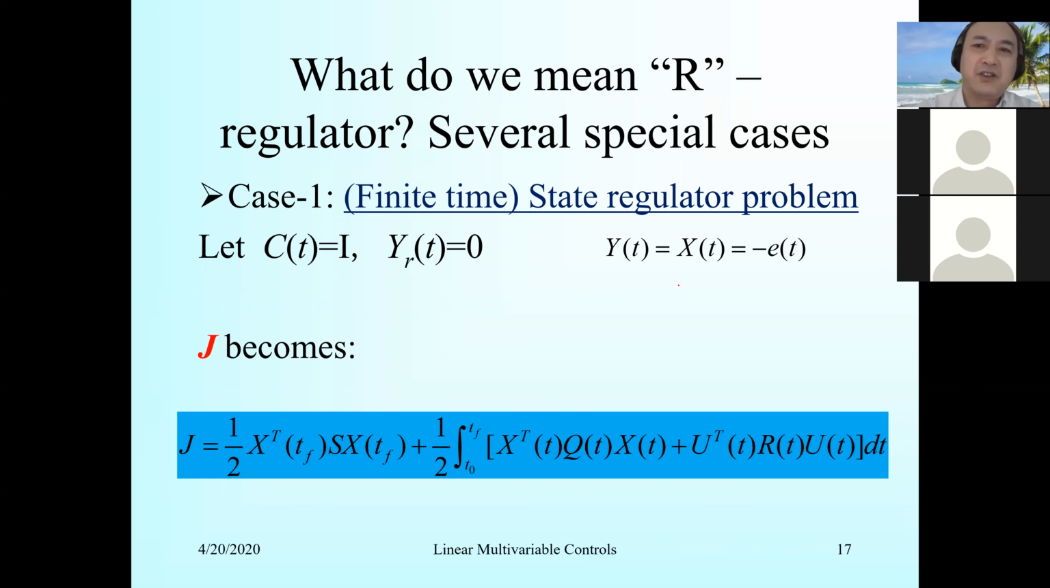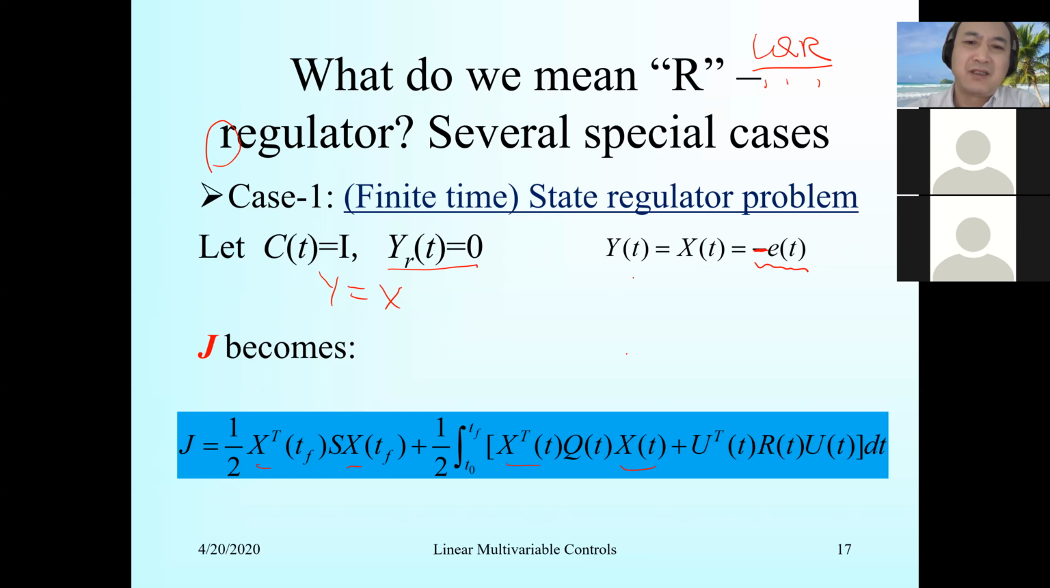But officially in the LQR, R means regulator. So you regulate in different meanings. Say for example, case one, I have a finite time state regulator problem. So my y equals x, okay? In this case, my reference is zero. So basically y of t is zero, like E, but E times E transpose is positive, so the minus sign here doesn't matter, okay? In this case, we only talk about states here.